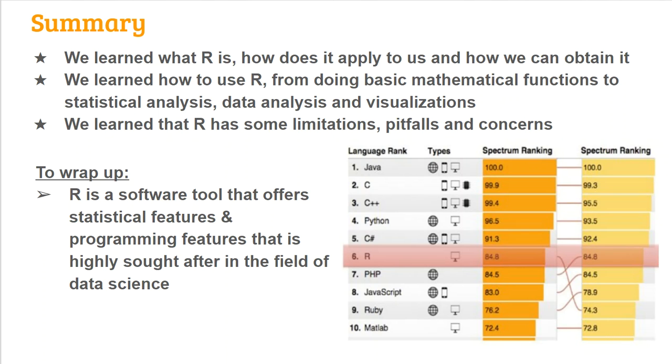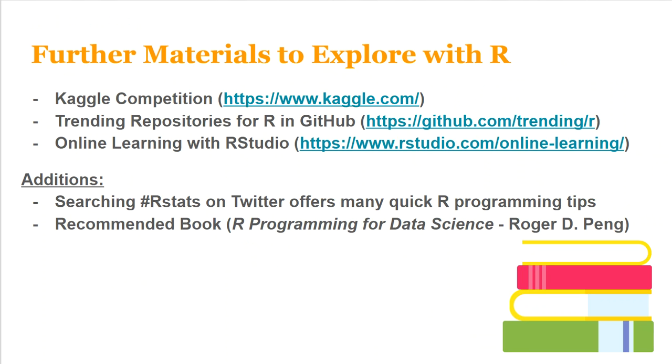As you can see from the picture on the bottom right, it shows the top 10 most popular programming languages. R is highlighted in red here as it is ranked in the top 6. Essentially, R is a very useful language to know for anyone who is pursuing data science.